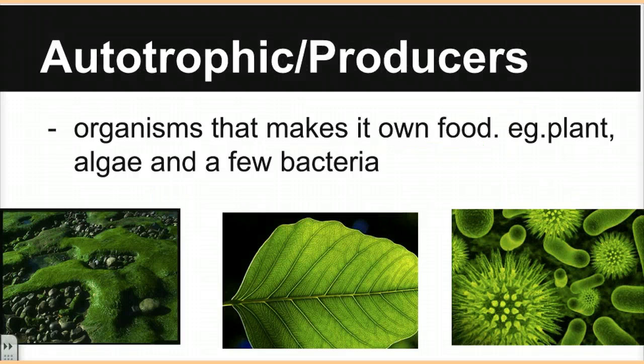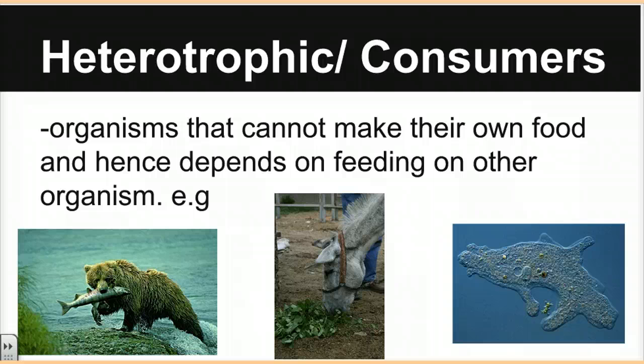So what about organisms that cannot make their own food? They are termed heterotrophic, or consumers. A heterotrophic organism is an organism that cannot make its own food, hence they depend on other organisms for feeding. For example, we have this amoeba, which is a single-celled organism. Once it notices its food source, which is in the red circle, it will extend this part of its body and pull it into the cell.